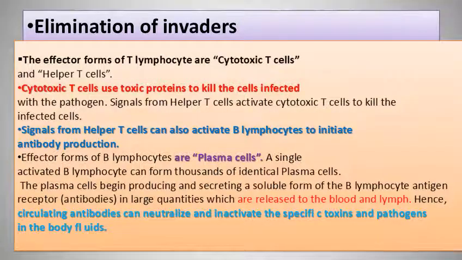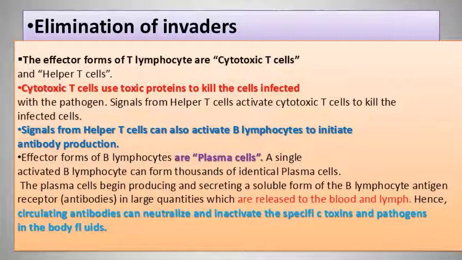Now, the elimination of the invader. The effector forms of T cells are the cytotoxic T cells and the helper T cells. That's what we saw in that chart. The cytotoxic T cells use a toxic protein to kill the infected cells, and signals from helper T cells activate the cytotoxic T cells to kill the infected cells. So this is the explanation for that chart. Signals from helper T cells can also activate the B lymphocytes to initiate antibody production, and the effector form of B lymphocytes are plasma cells.